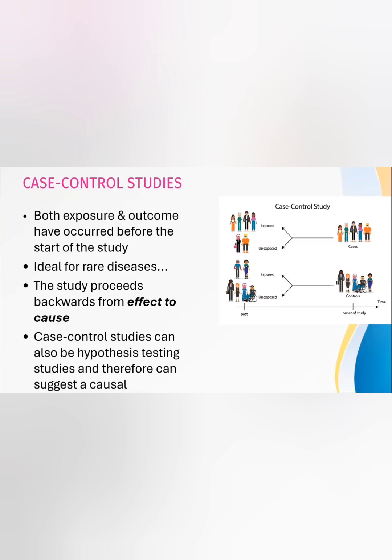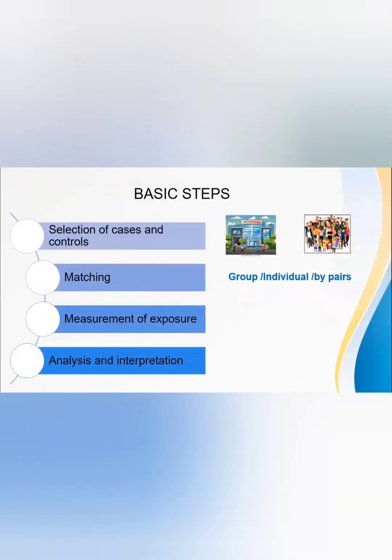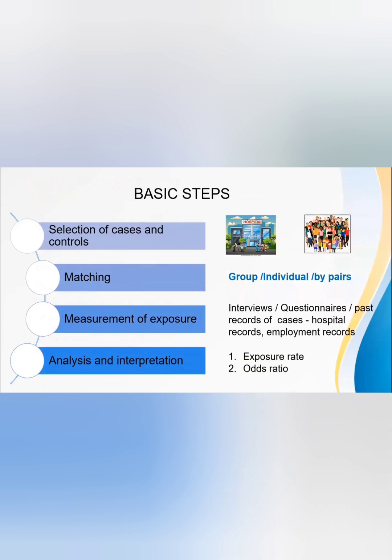These are all the basic steps in doing a case control study. The data is collected by means of interviews, questionnaires, and past records of cases, like hospital records and employment records. Now we have to be familiarized with certain terms used in these studies, like matching.